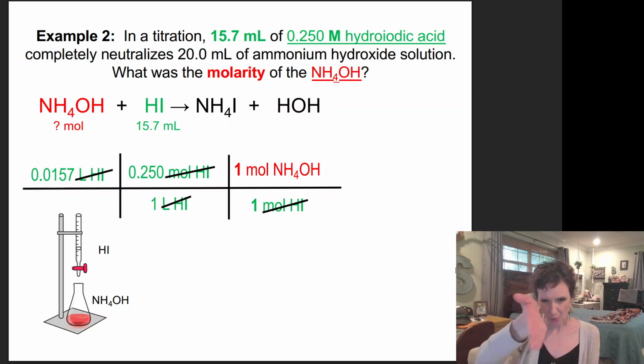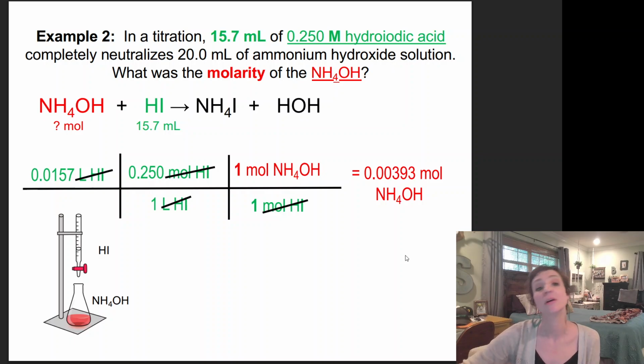So now, I'm going to stop here because the whole purpose of my stoichiometry was to solve for moles of ammonium hydroxide. And that is the only unit I have not canceled off. So that will be the unit that I'm solving for here. So when I do the steps, I get 0.00393 moles of ammonium hydroxide.